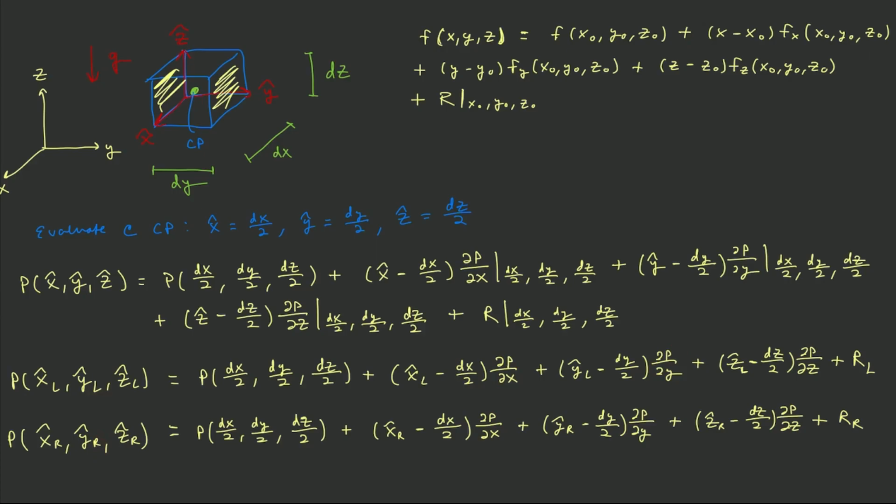Second of all, I've notated the remainder term for the left face as r sub L and the remainder term for the right face as r sub R. And lastly, you'll see that our pressure evaluated at our evaluation point, dx over 2, dy over 2, dz over 2, is the same also in both of these expressions. We have a lot of common terms here, and we're going to see a lot of cancellations, and that works very much in our favor. So let's bring this on to the next page and start working out some of those cancellations.